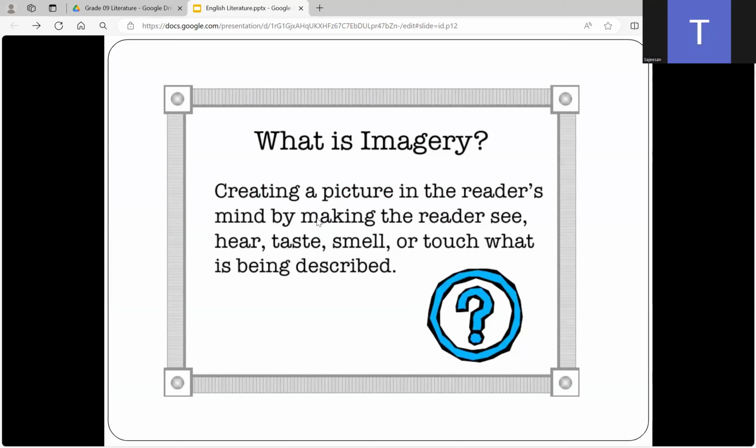Next one, you are going to understand what is imagery. It creates a picture in the reader's mind by making the reader see, hear, taste, smell, or touch. For example, you can say, I found a beautiful big flower. Its petals were very soft. So once you use "the petals were very soft," then I feel like touching some soft items. So that brings the imagery to the reader's mind, right?